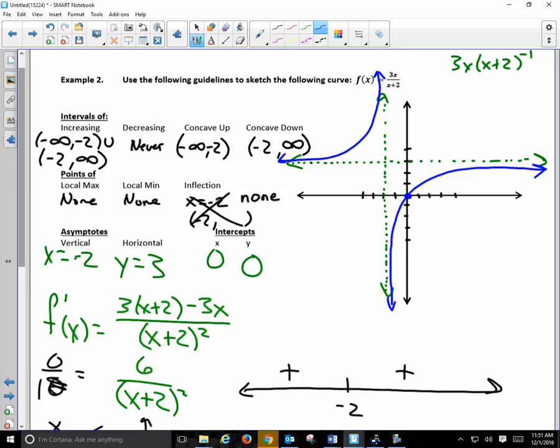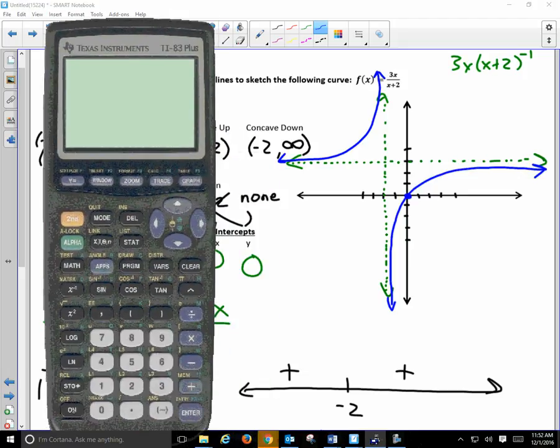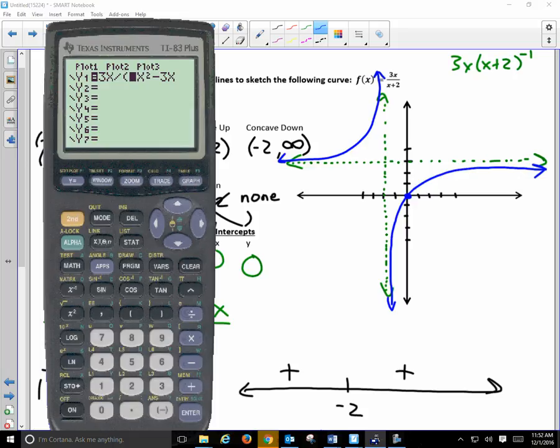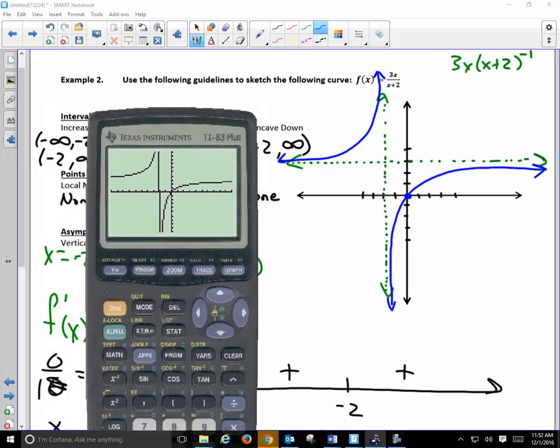Again, all this should match up. It's always increasing. It's concave up. Here it's concave down. It should always match. A quick sketch, see what I get. Three x divided by the quantity x plus 2. Window. Let's go zoom standard. It's pretty good.